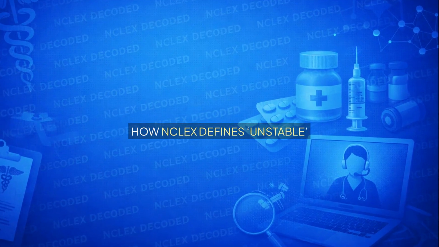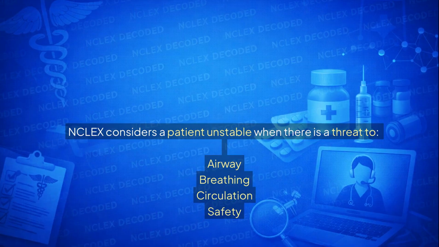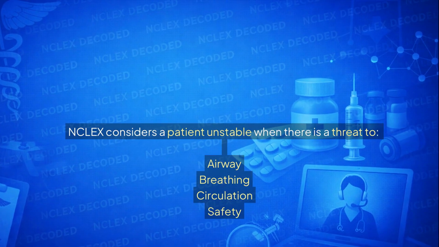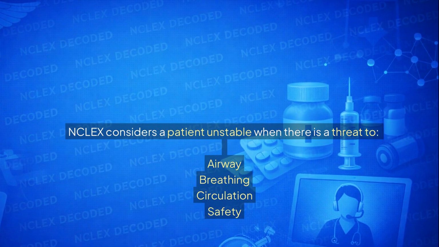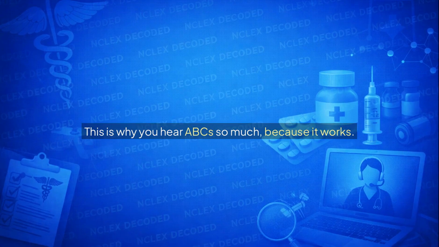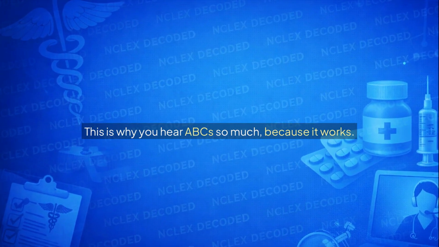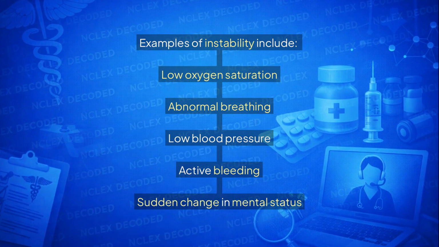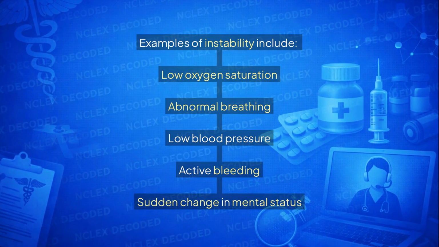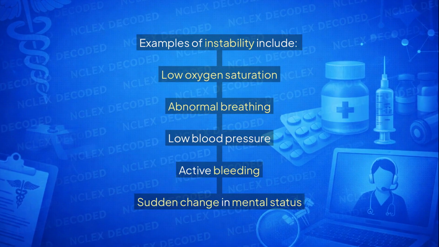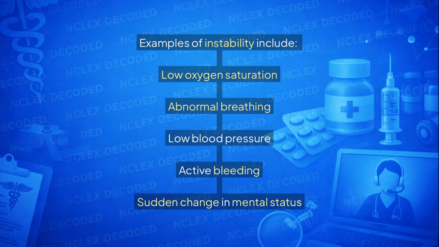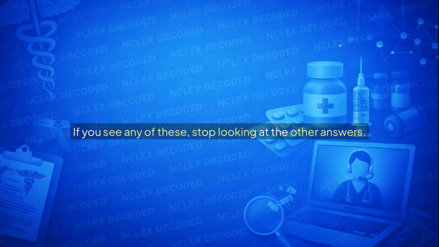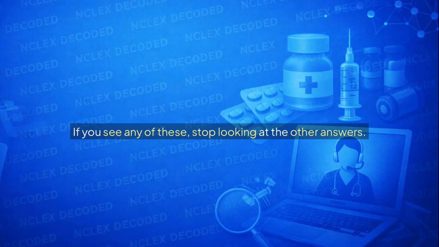How NCLEX defines unstable. NCLEX considers a patient unstable when there is a threat to airway, breathing, circulation, safety. This is why you hear ABCs so much, because it works. Examples of instability include low oxygen saturation, abnormal breathing, low blood pressure, active bleeding, sudden change in mental status. If you see any of these, stop looking at the other answers.